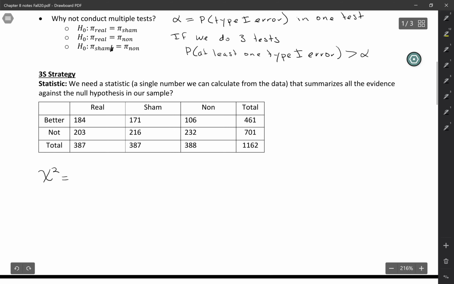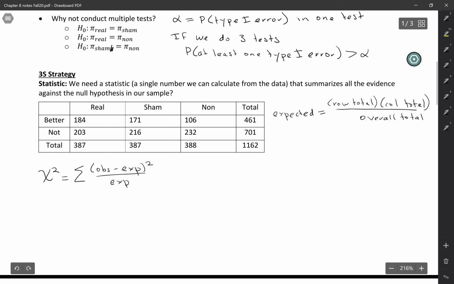If you remember, the Chi-Squared Statistic is the sum of the observed count minus the expected count, squared, over the expected count. And the formula for the expected count that we're going to use is the one that we learned in Chapter 5. Remember, the row total times the column total divided by the overall total will give you the expected count. And when we say expected here, we mean what we would expect if the null hypothesis were true. So in this case, what would we expect if there were really no association between the type of treatment you got and whether or not your pain was reduced?